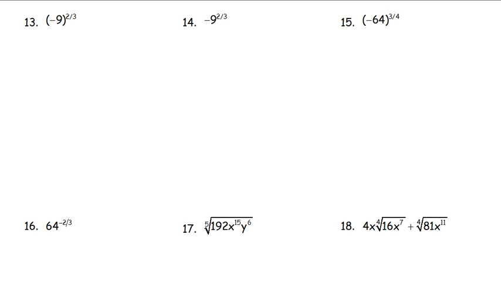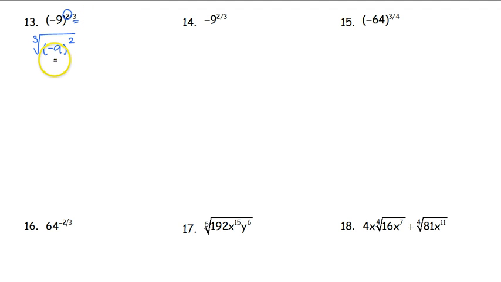Alright, the next couple problems are really to concentrate on paying attention to whether an answer should be positive or negative, or what piece is being raised to the exponent. At number 13, we have parentheses, a -9 raised to the 2/3 power. If I were to change this into radical notation, that would be the 3rd root, the cube root of a -9 squared. Remember, the numerator is the power, and the denominator is the root.